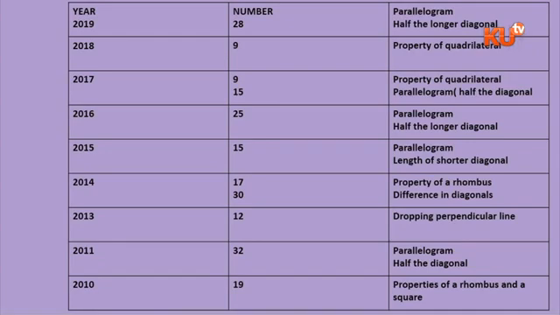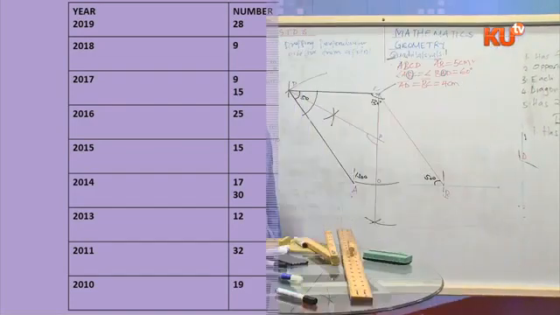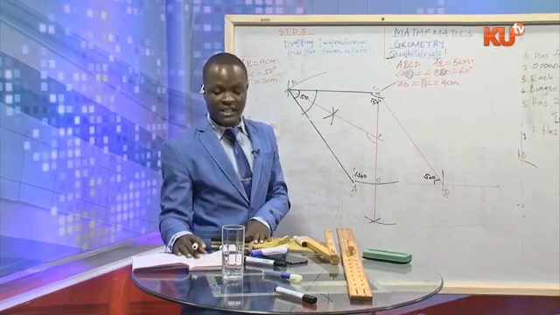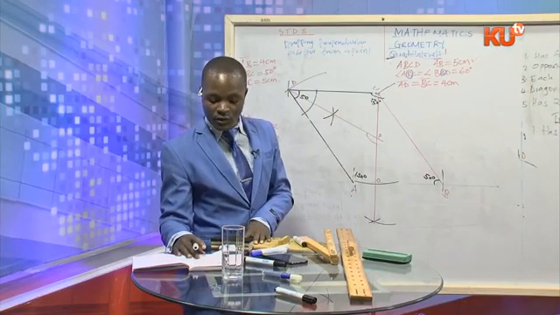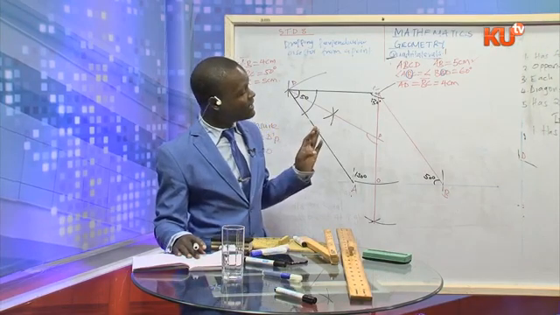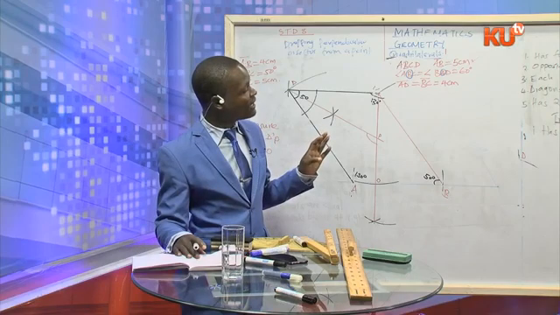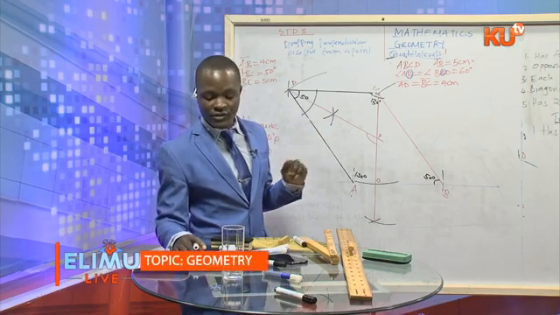Now in 2018, it was number 9, and this was also about properties of quadrilaterals. The two properties that I mentioned earlier, I said there are only two properties of quadrilaterals that are shared by all quadrilaterals. That is having 4 sides, and also the interior angles add up to 360.